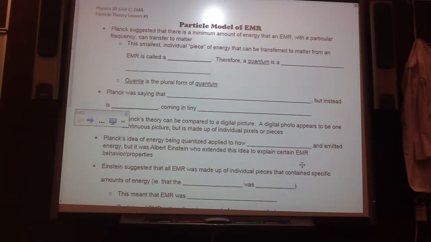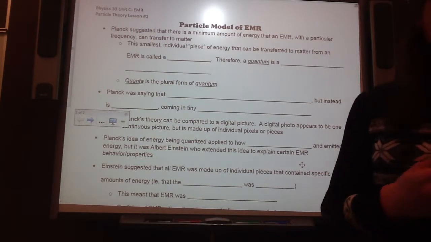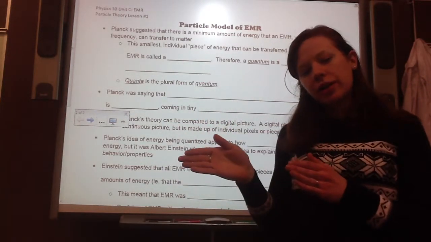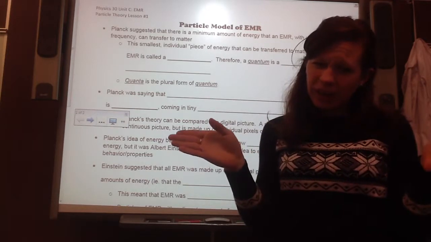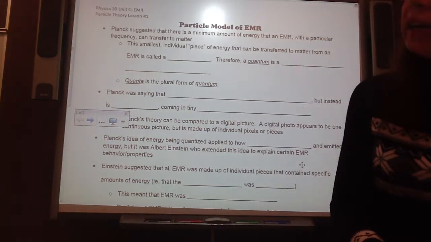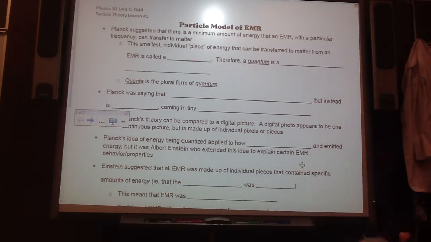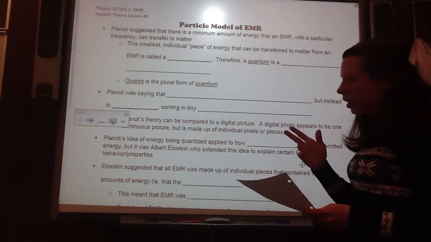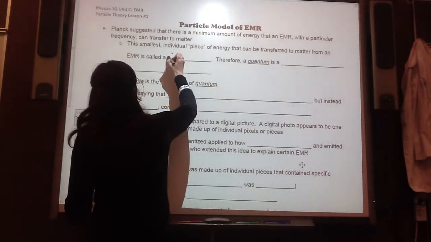Okay. The particle model of EMR. So now we're in the second half of EMR. Actually, we're talking about the second part of the theory, but we're more than halfway through this unit, so that's positive. So, back to Planck. He suggested there is a minimum amount of energy that an EMR with a particular frequency can transfer to matter. So this smallest individual piece of energy that can be transferred to matter from an EMR is called a quantum.